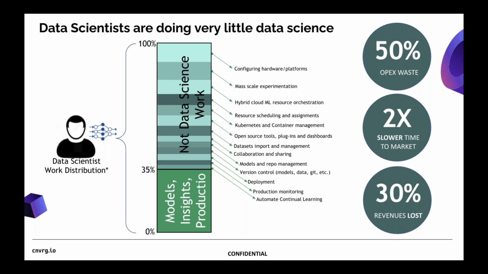Okay, so the biggest problem today with AI and machine learning at scale is that data scientists are doing very little data science. When you look at the data science workflow and the day-to-day work, a lot of their time is spent on non-data science stuff like configuring hardware, GPUs, CPUs, configuring the platforms, working with tools like Kubernetes and OpenShift and containers and all that.